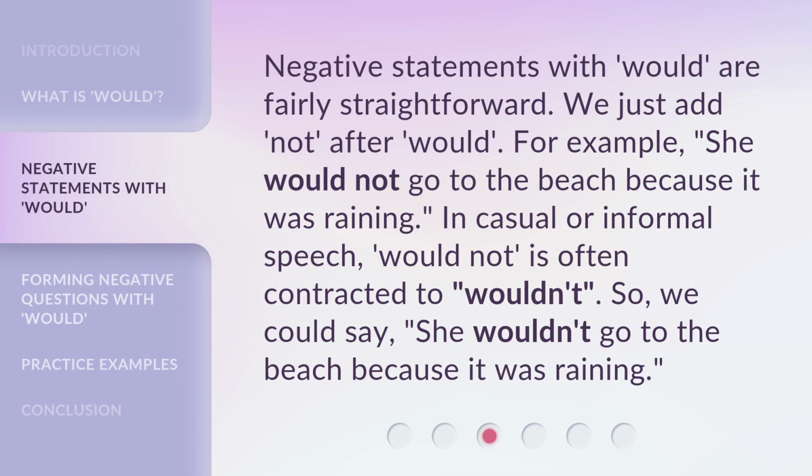Negative statements with would are fairly straightforward. We just add not after would. For example, she would not go to the beach because it was raining. In casual or informal speech, would not is often contracted to wouldn't. So, we could say, she wouldn't go to the beach because it was raining.